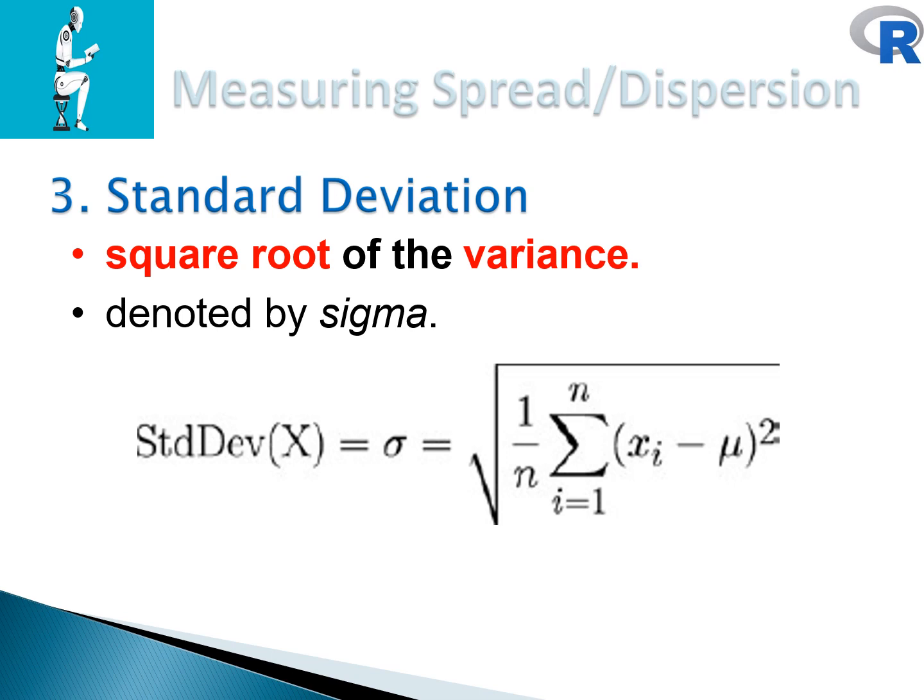The third measure of dispersion is the standard deviation. Standard deviation is the square root of variance, and it is denoted by sigma. In case of variance, it is denoted by sigma square. So it can be represented as STD DEV of x, or by sigma, which is equal to the square root of 1 by n sigma i equals 1 to n, (xi minus mu) the whole square. So just take the square root of the variance value, which is termed as the standard deviation.